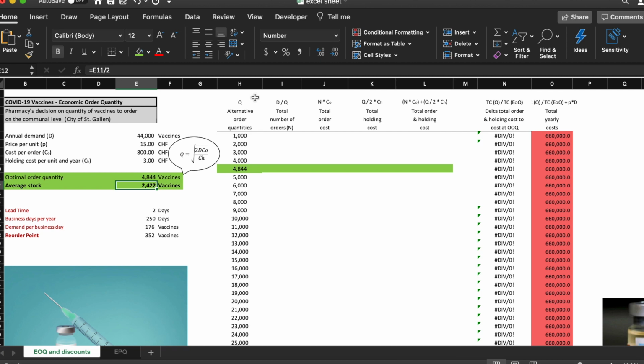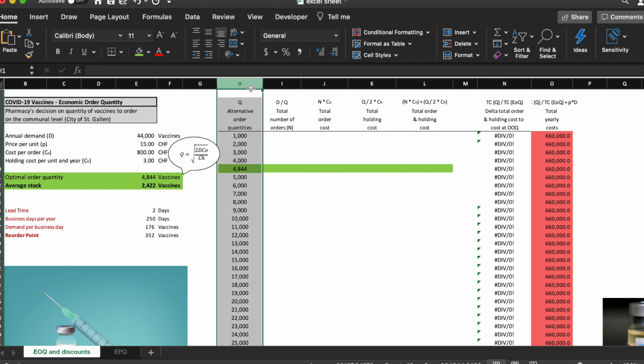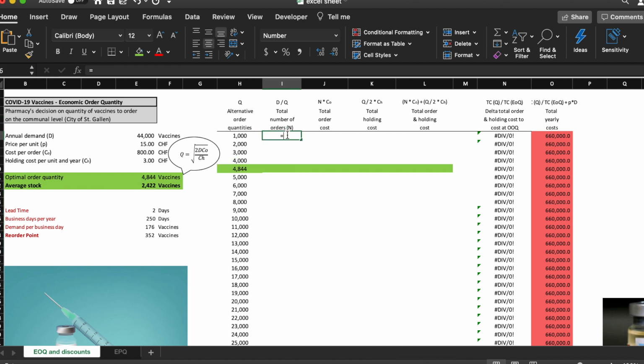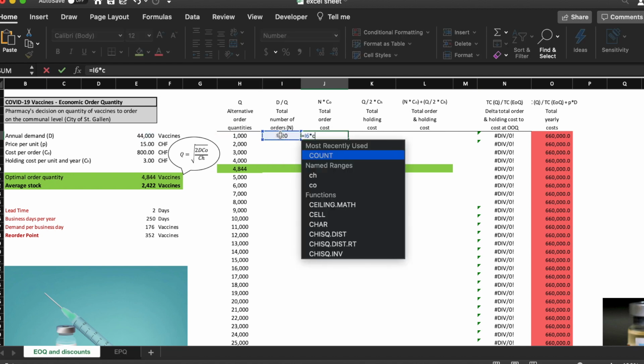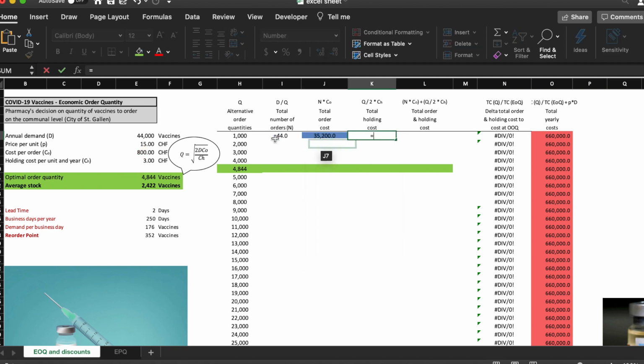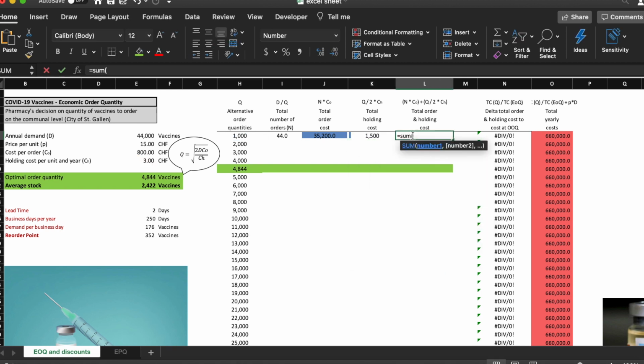Let's look at different scenarios and put Excel to work. Here we have many possible order quantities. We can compute the number of orders per year associated to the order quantities. Then we can calculate the total order costs. Then, using the average order quantity, so average inventory, we can calculate the holding costs. Finally, we can calculate the total costs, which we want to minimize by adding both.